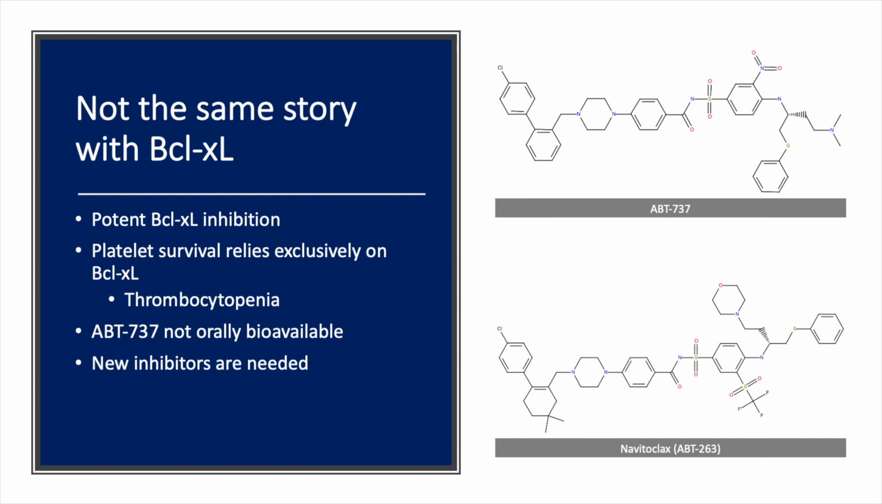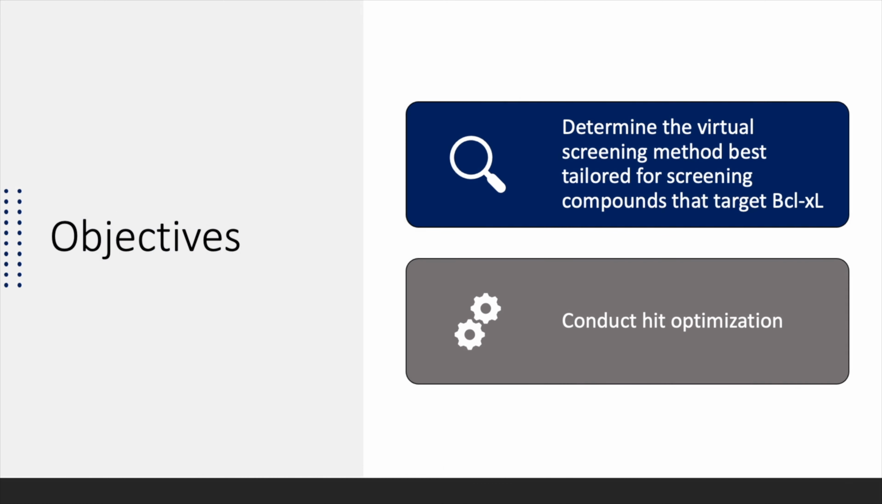Virtual screening may aid in the pursuit of these new inhibitors, as both Bcl-xL receptor structure and active compounds are available, making Bcl-xL an ideal candidate for virtual screening. As such, the primary objective of this project was to determine the virtual screening method best tailored to identify compounds that target Bcl-xL. As a sample application of this finding, the secondary objective was to conduct hit optimization.